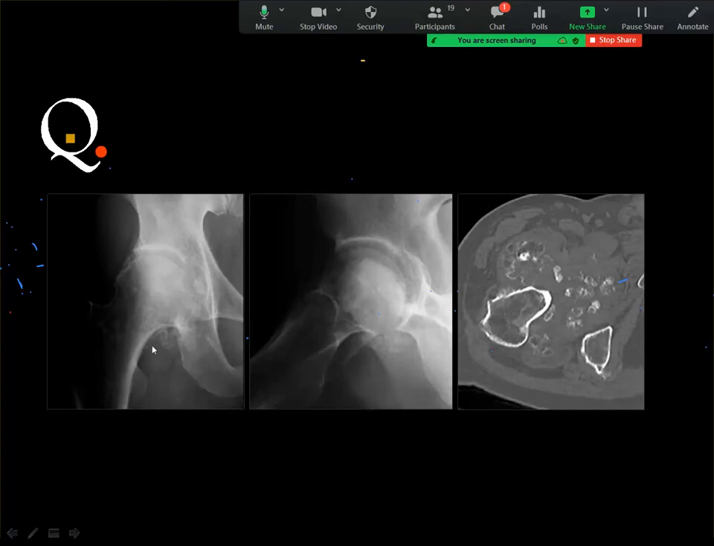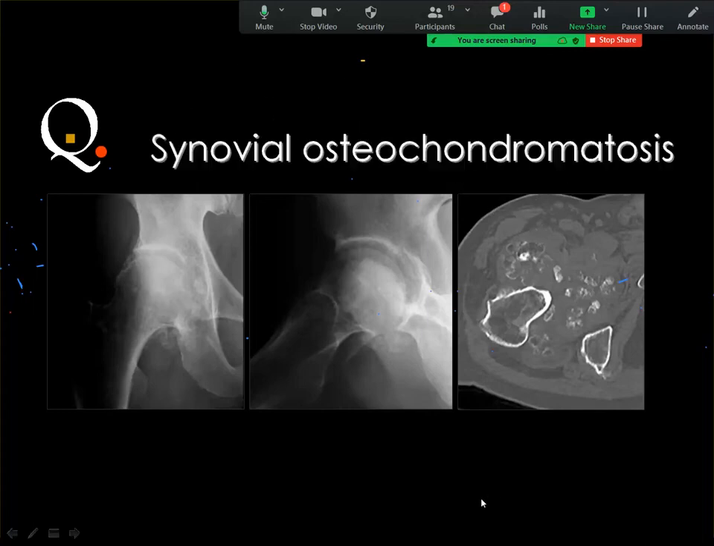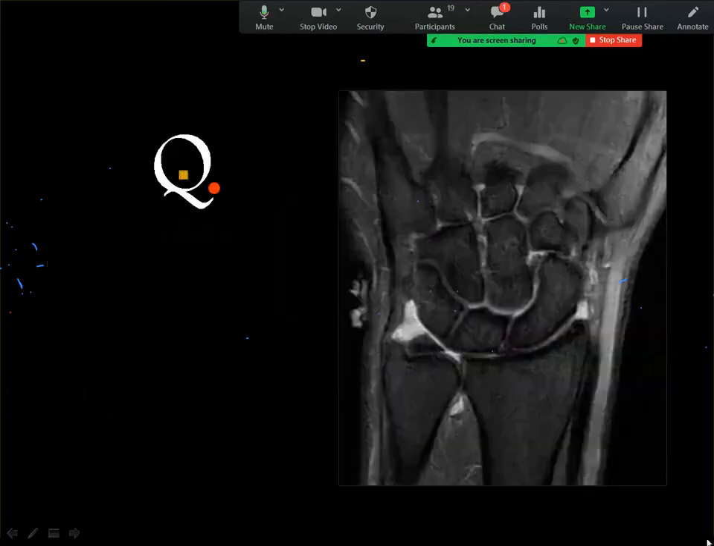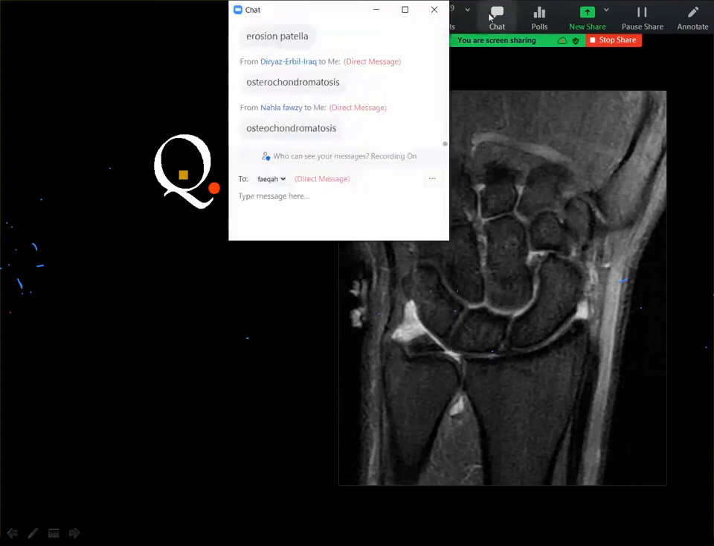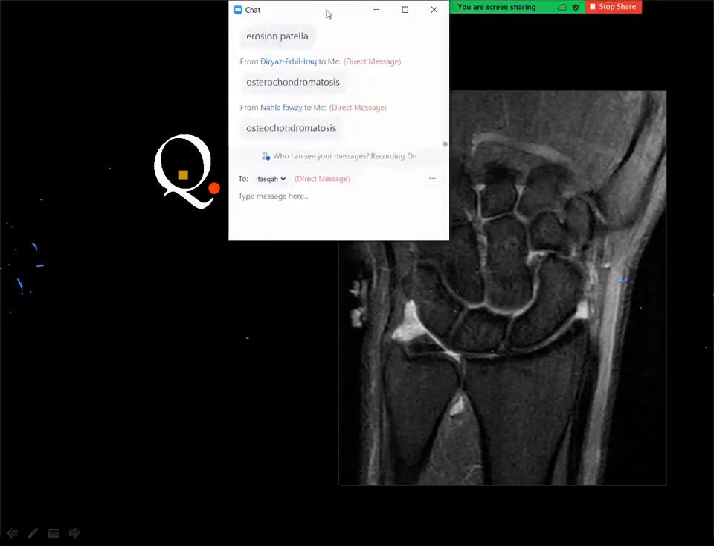Actually, you may diagnose this lesion very easily from the plain film, but sometimes they present this case as a spot case in the exam, and you have to spend some time thinking about these calcific structures, and you should consider this as synovial osteochondromatosis. Next case is an MRI of the wrist joint in the coronal STIR image.